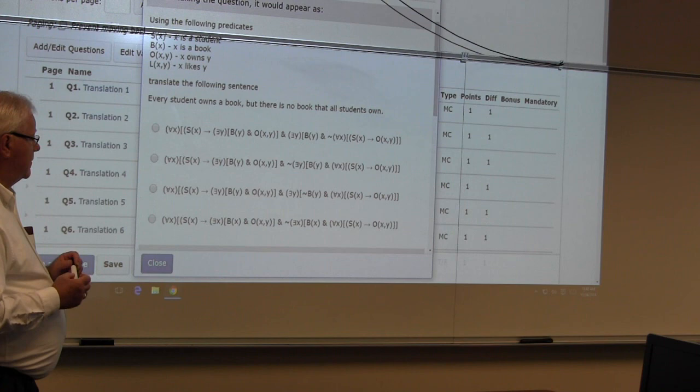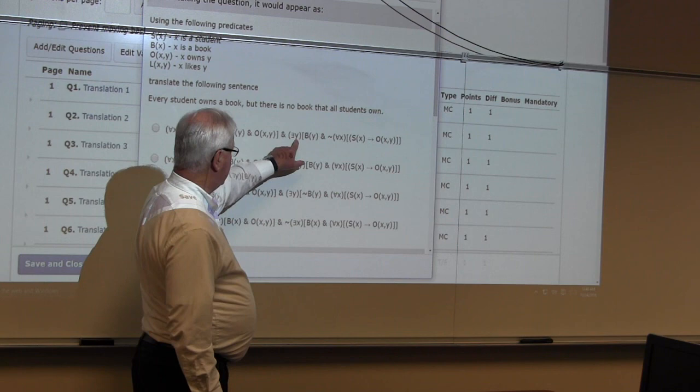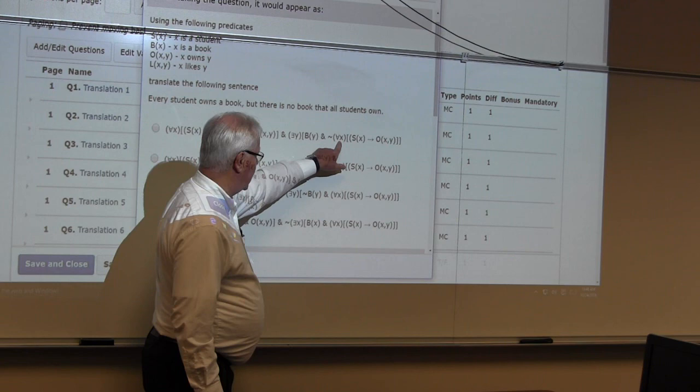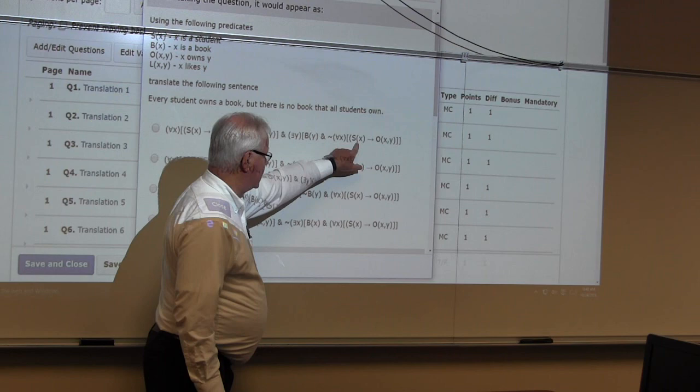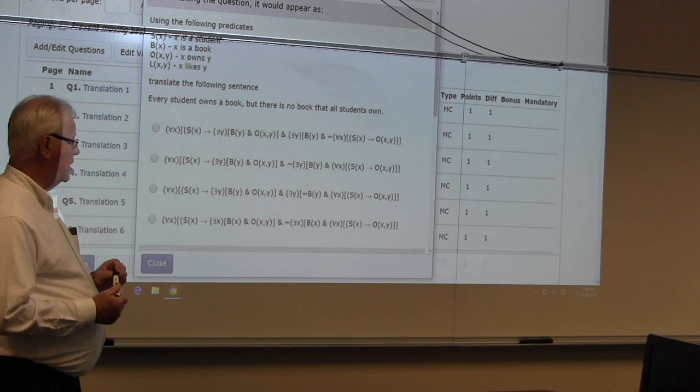Well, let's see. The first one says, and there exists a Y where Y is a book, and there does not exist for all X. Well, let's see, if it's not for all X, where X is a student, X owns Y, that's a lock, isn't it? Because X's are not, maybe not existent at all.